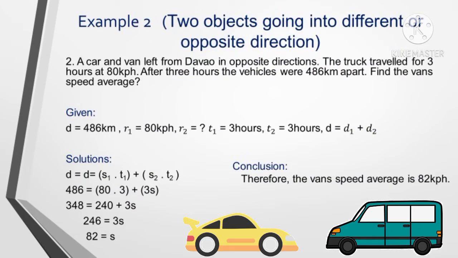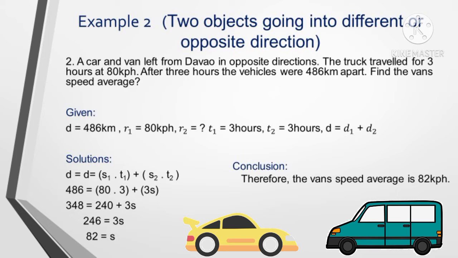So, here is example number 2. Two objects going in different or opposite directions. For example, ako at yung best friend ko, same kami ng place. And then, ako papuntang Jansan, tapos siya papuntang Tacurong. So, ito yung mean ng two objects going in different or opposite directions.